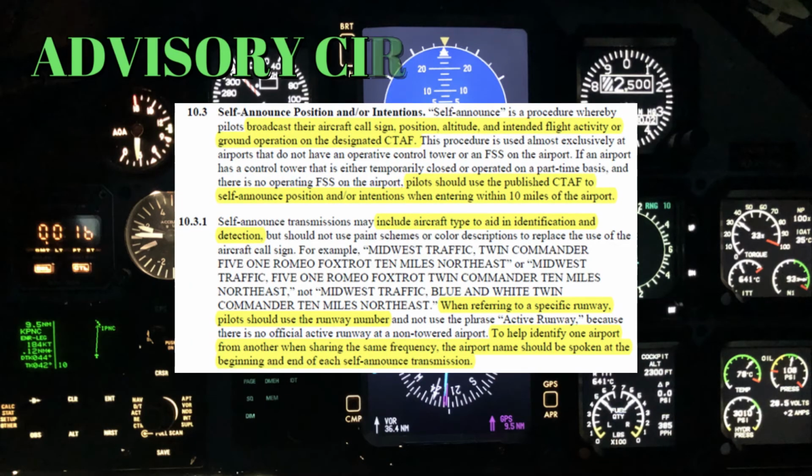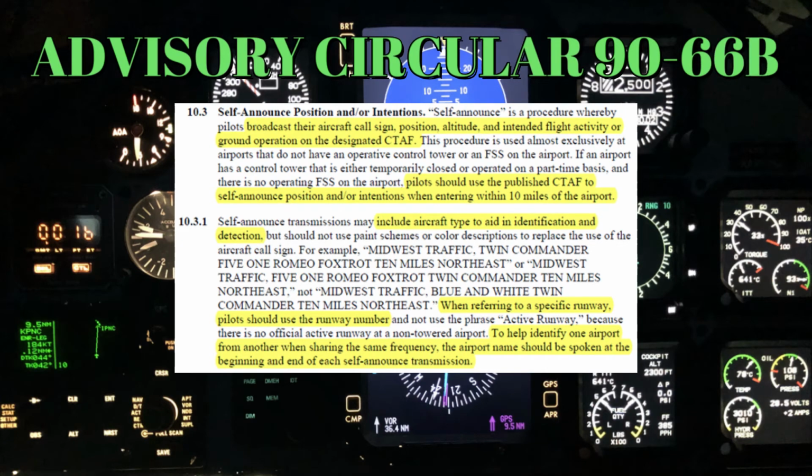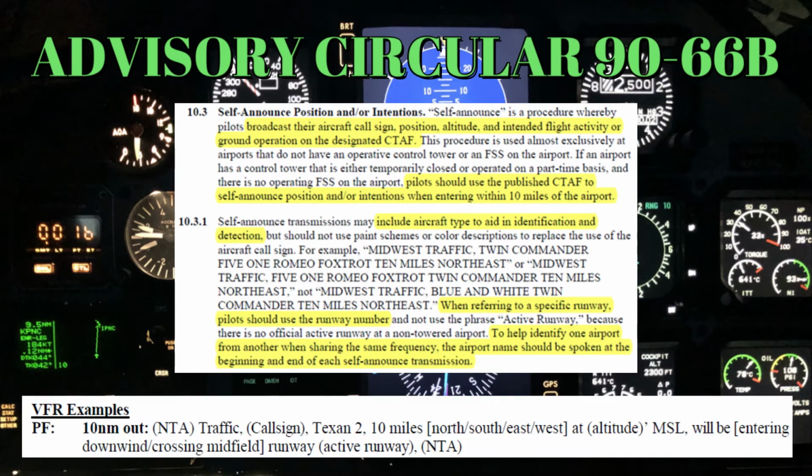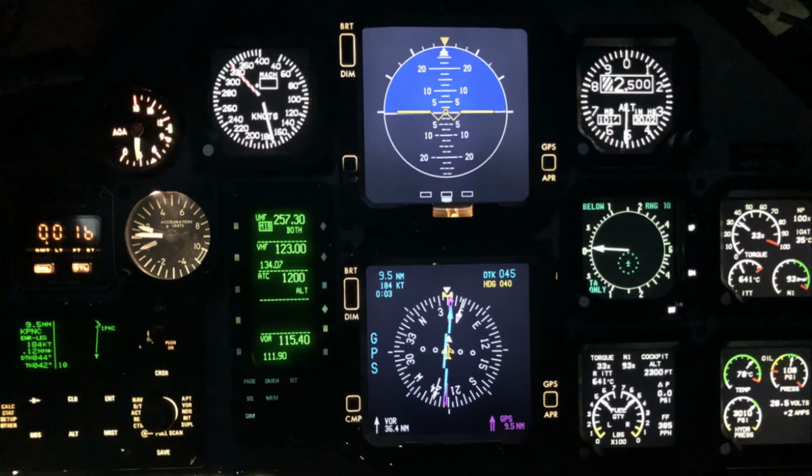Highlighted here are some of the key points AC 90-66B states about NTA radio communication. An example radio call is, "Ponca City traffic, T6 Texan 2, 10 miles southwest at 2,500 feet, inbound for right downwind runway 17, Ponca City." This is also a good place to start slowing and descending to your traffic pattern airspeed and altitude.